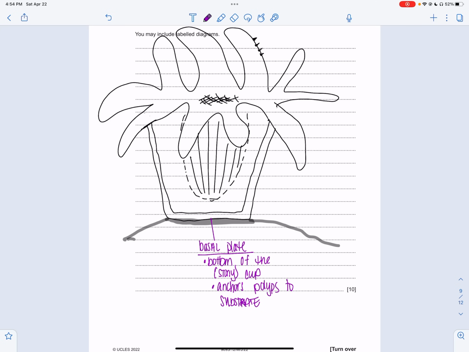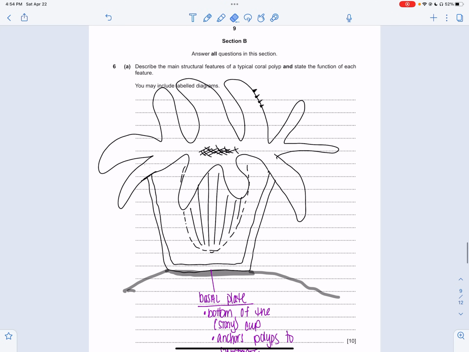Anchor polyps to the substrate, great. And then we have this area in the middle, right here. This is called the theca. These are the walls of the stony cup. You don't have to say stony.